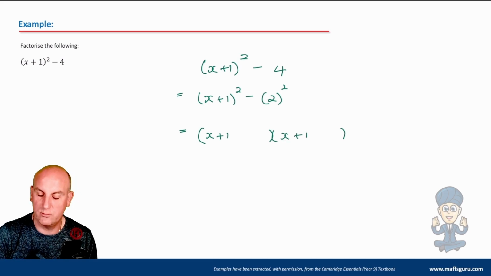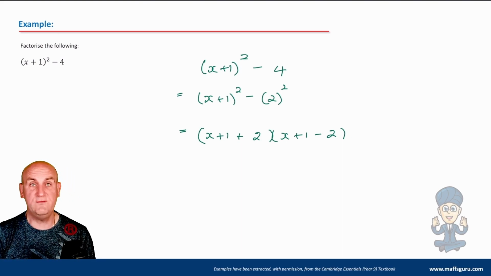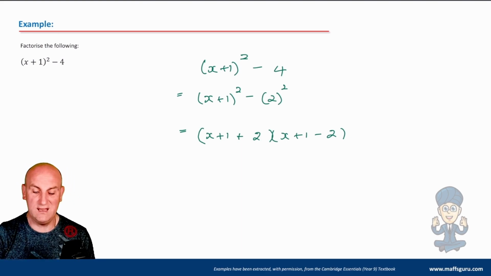And that becomes x plus 1. Whatever was in the last set of brackets gets written at the end. So that becomes 2 and 2. And one of them becomes a plus, and one of them becomes a minus. And believe it or not, ka-ching, you've done it.